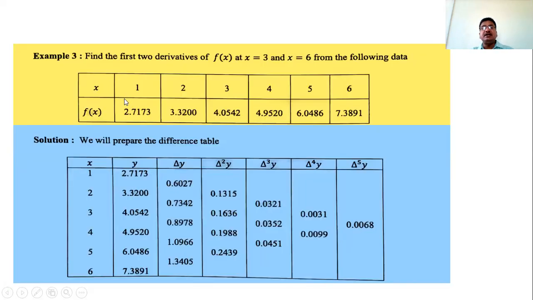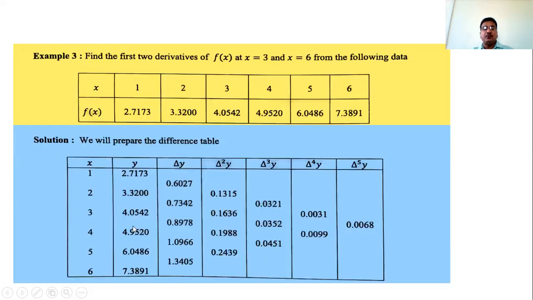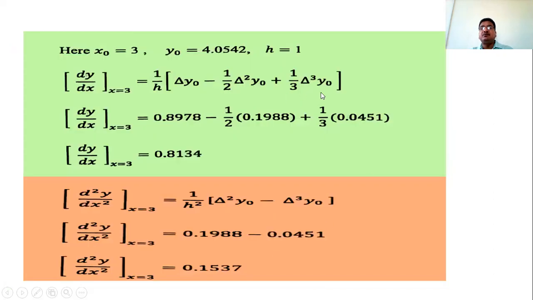So consider this 3 as the first point, x naught. Then this is y naught. So what is x naught? x naught is 3, y naught is 4.2. This is delta y naught, this is delta square y naught, and this is delta cube y naught. So write the formula up to delta cube y naught, and substitute the value of h.